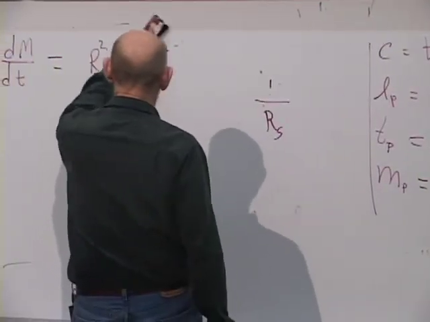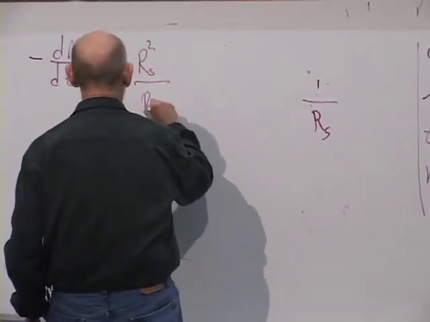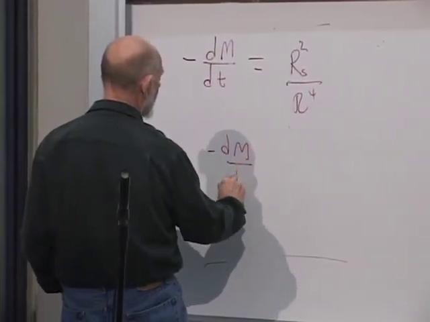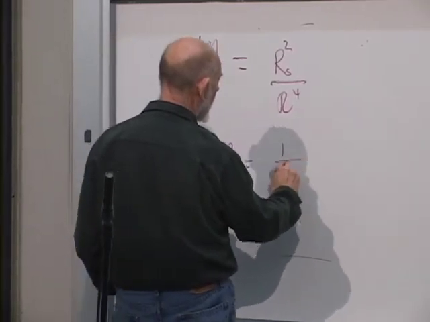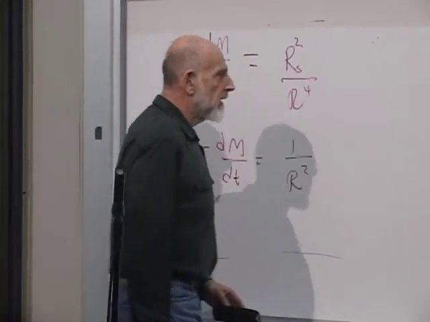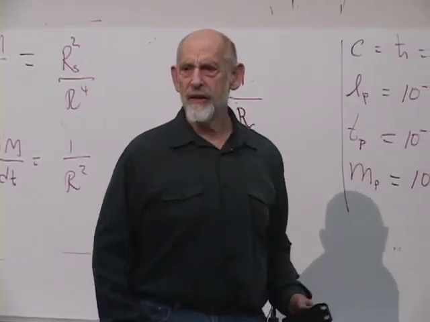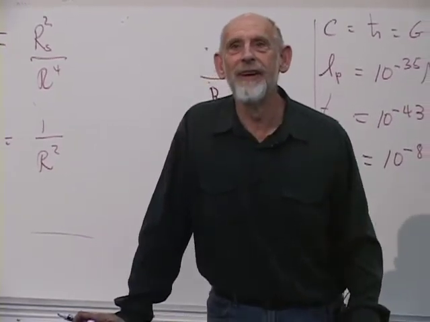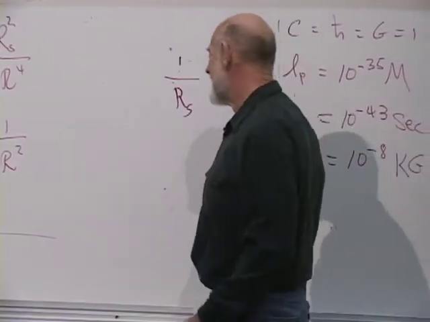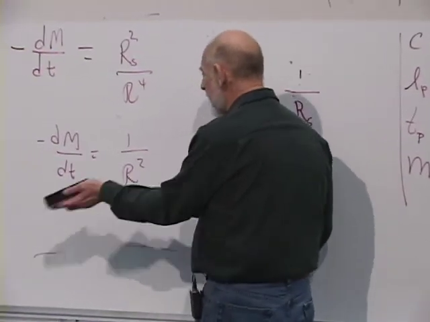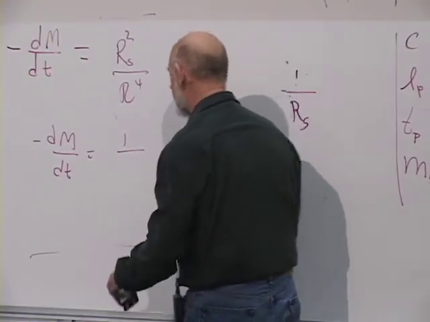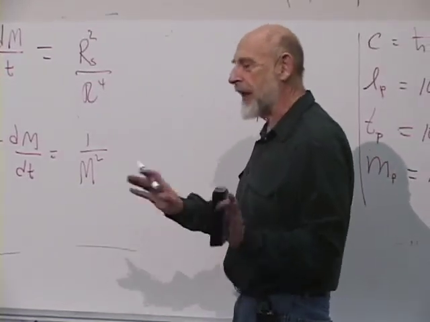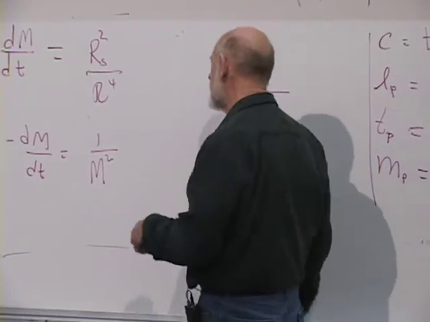All right, so temperature to the fourth is 1 over radius to the fourth. And the rate of change of mass with time is equal to 1 over r squared. Oh, but r is m, isn't it? Yeah, because r is 2mG and G is 1, and 2 is 1. So this is also just 1 over m squared. Just remember, wherever you see r, you can put m because they're proportional to each other.